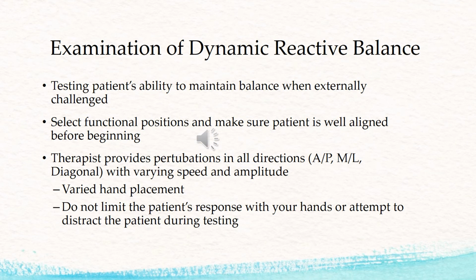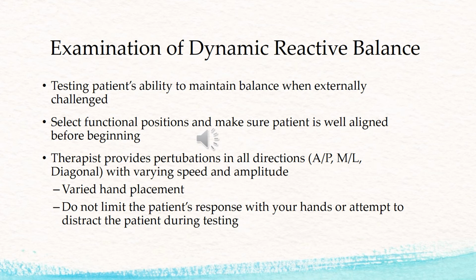Next, we'll talk about how to perform an examination of dynamic reactive balance. When you test dynamic reactive balance, you're testing your patient's ability to maintain their balance when they're externally challenged. So when you're assessing this, that external stimulus will come in the form of your hands on the patient providing a perturbation. You're going to select a position that is functionally relevant for that patient. It may be sitting, it may be standing, and you are going to have them well aligned before you begin the test in the position that you've selected.